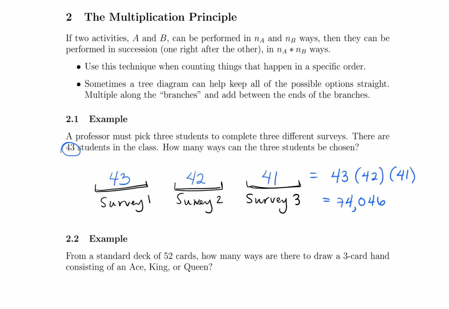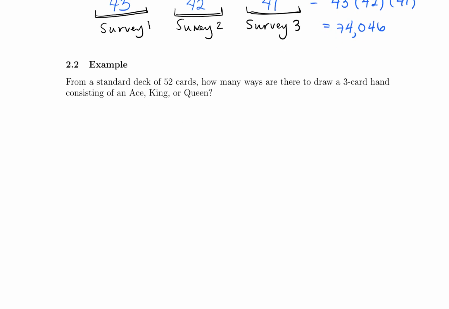And so eventually this is going to lead us to a discussion of probability. So keep that in mind. We're going to be counting how many ways something can be done, and then ultimately we'll start using that to determine how likely an event is. Let's take a look at this second example here. We have a standard deck of 52 cards, and we want to know how many ways there are to draw a 3-card hand that consists of an ace, a king, or a queen.